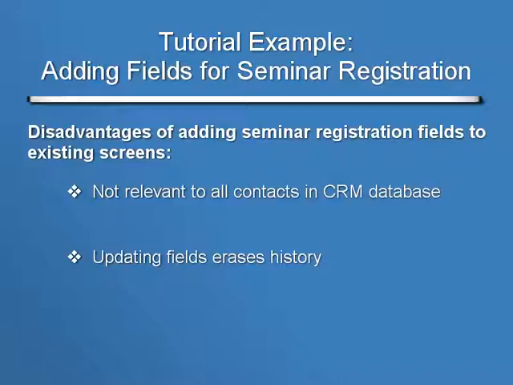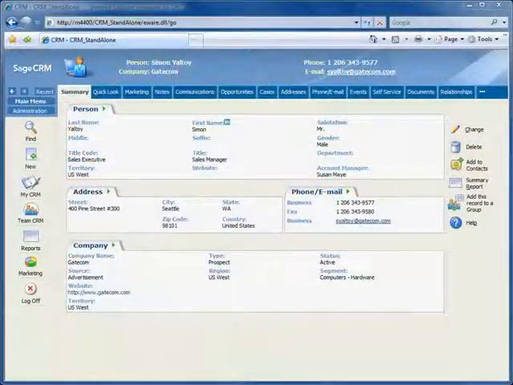Also, adding fields in this manner would eventually clutter up your screens. A better way to record this information is to use the Key Attributes feature in SageCRM. In this tutorial, we'll take a look at how key attributes could be used to record the seminar information, and then we'll show you how to set up the key attributes that we used in our simple example. So let's jump right in and take a look.